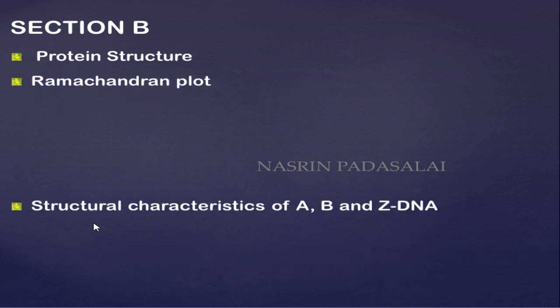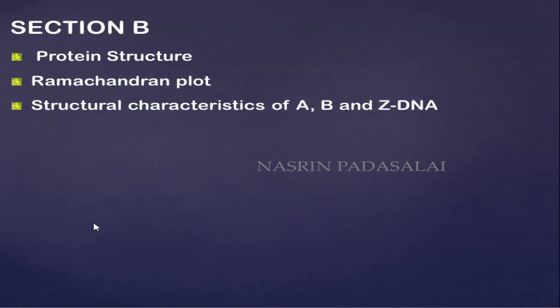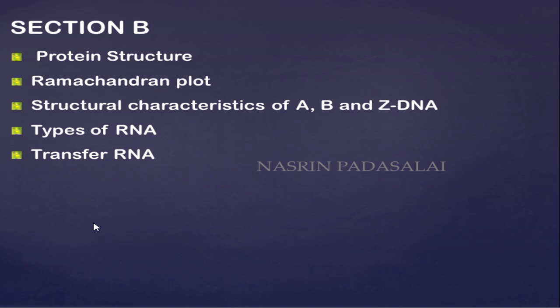Next, you need to study about the Ramachandran plot. Next, structural characteristics of A form and B form DNA, and the basic structure of DNA like purine bases and pyrimidine bases, and about Chargaff's rule. Next, you need to study types of RNA and RNA processing, like post-transcriptional modification. You need to give special focus to transfer RNA.